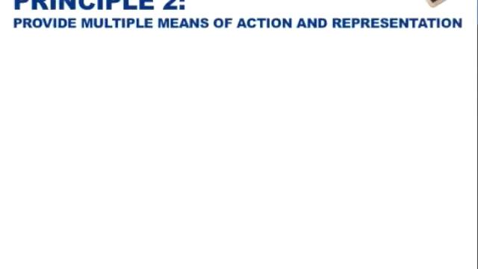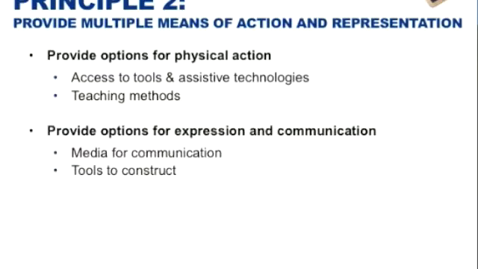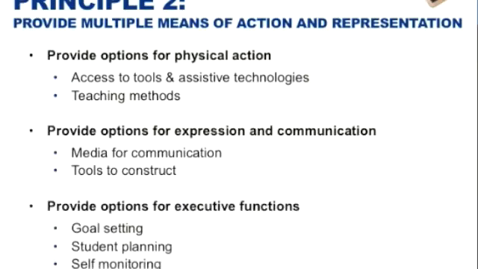The second principle, providing multiple means of action and expression, teachers can provide options for physical action. So for example, they can optimize the access to tools and assistive technologies, and they can vary their teaching methods. Teachers can provide options for expression and communication, so use different media for communication and use different tools to construct the work. Finally, they can provide options for executive functions. So teachers need to guide goal setting and support student planning and help students to manage their own progress.